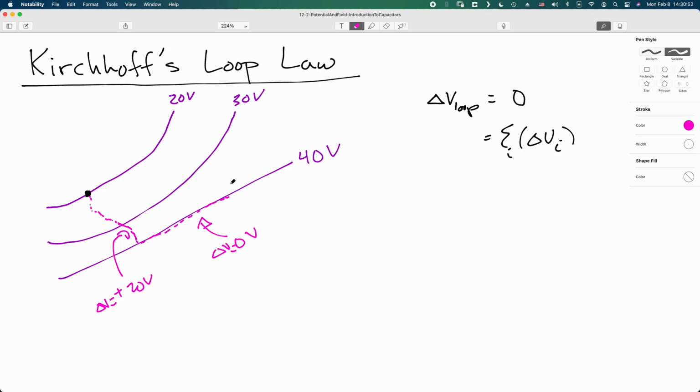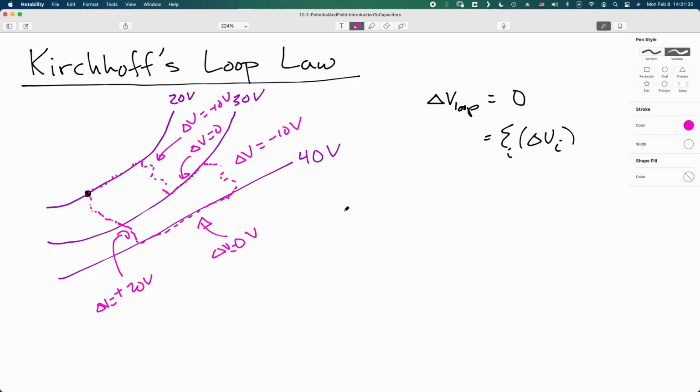And then maybe as I loop my way back, maybe I meander my way over here. Well, I started at 40, I went down to 30, so this is a change of negative 10 volts. And let's say I followed along this equipotential contour again, just for the funsies. This would be a change of 0 volts. And then finally, I meander my way back here. Well, now I was at 30. Now I'm at 20. This would be another change of negative 10 volts. And then say I meander my way back there.